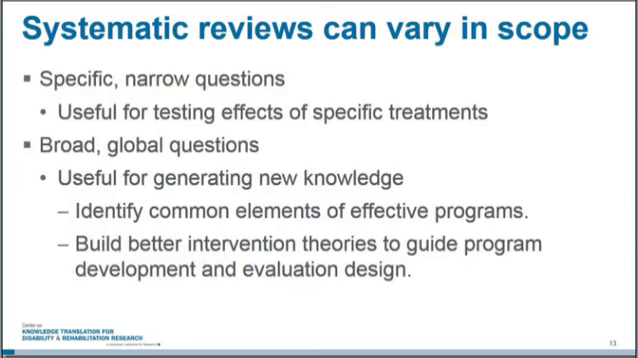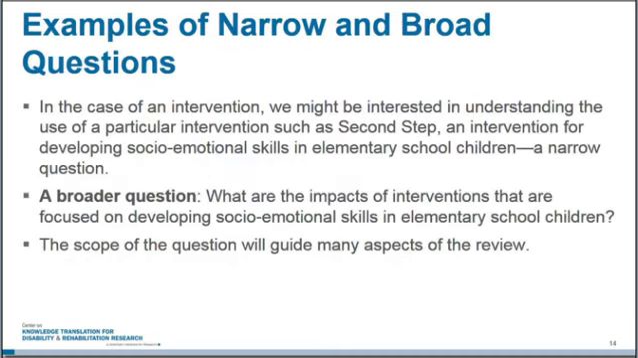Okay. So going back to the scope of a systematic review question, an example of a very narrow question, in the case of an intervention, might be that we are interested in just understanding the effectiveness of one particular kind of intervention, such as, in this example, Second Step, which is an intervention for developing socio-emotional skills in elementary school children. So we're just interested in one particular kind of intervention.